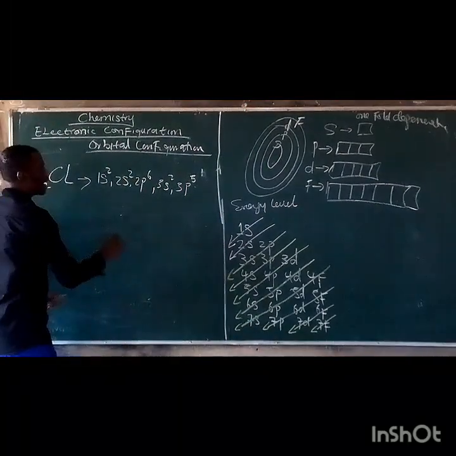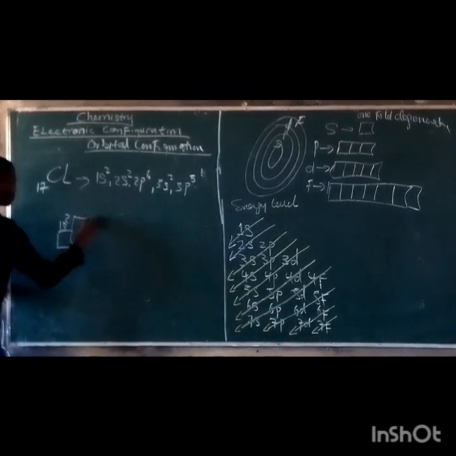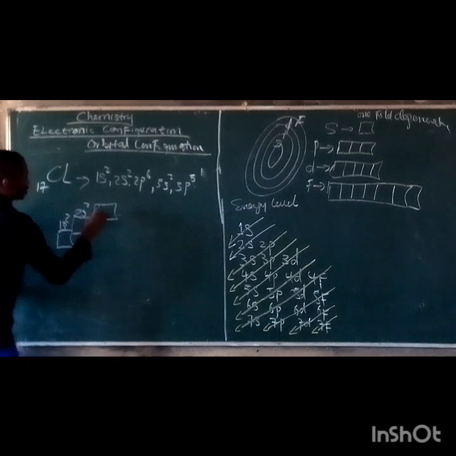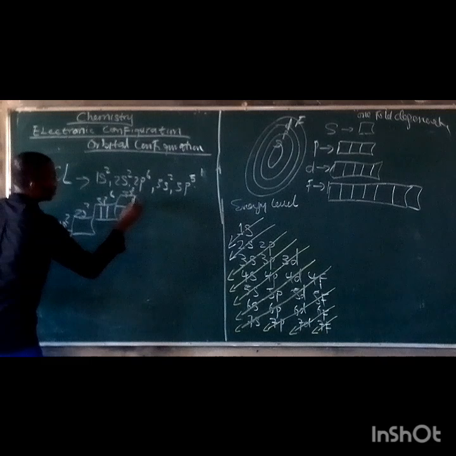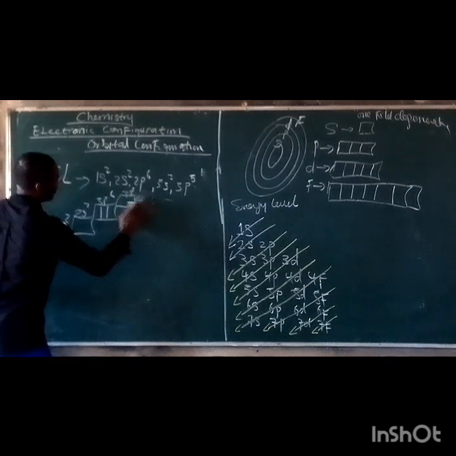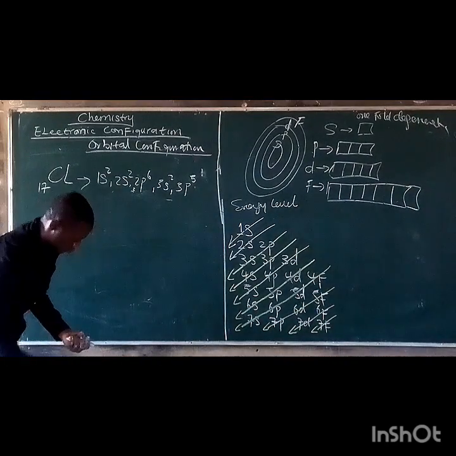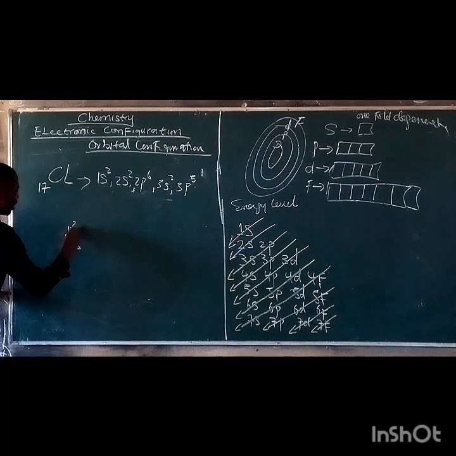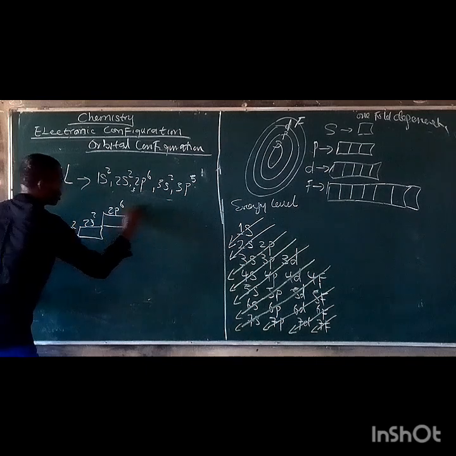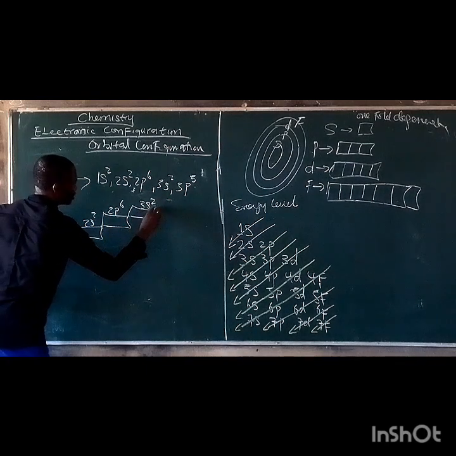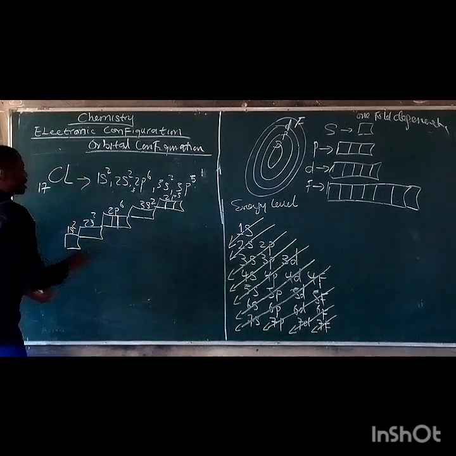Now, in the orbital configuration, this becomes 1s2, 2s2, 2p6, 3-fold degenerate, and then 3s2. Let's do it again. So this becomes 1s2, 2s2, 2p6, 3s2 for this, and 3p5, 3-fold degenerate. Now let's fill in the orbitals.